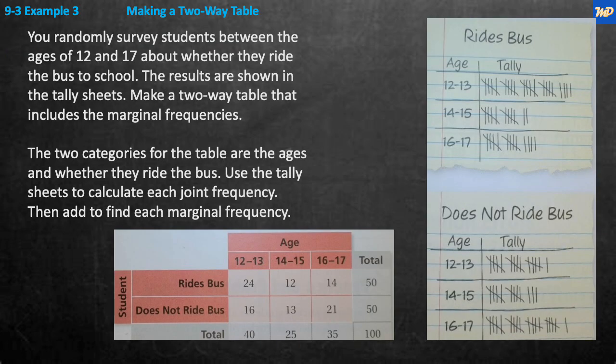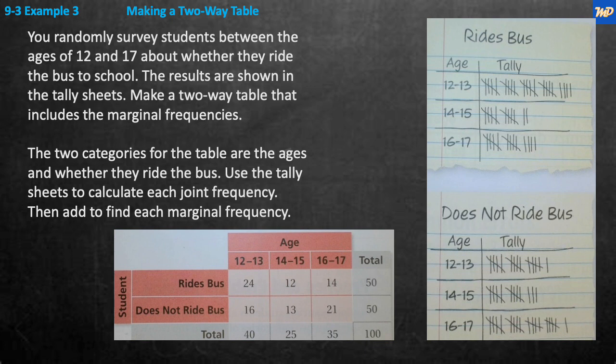Okay, example 3, making a two-way table. So let's make one. You randomly survey students between the ages of 12 and 17 about whether they ride the bus to school. The results are shown in the tally sheets. Make a two-way table that includes the marginal frequencies.